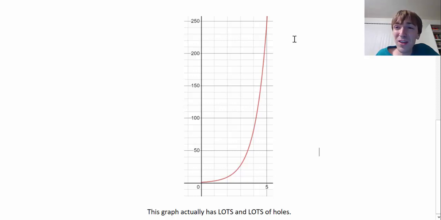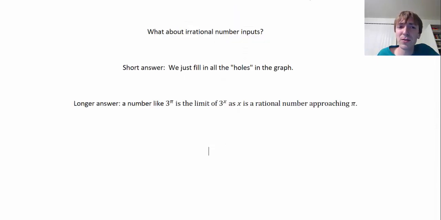There are rational numbers all over the place, but there are also irrational numbers all over the place. So not really something that Desmos or even me with a pencil can handle very easily. But let's talk about, could we extend this to allow irrational number inputs? And the answer is yes. And I'm going to give 2 answers. The short answer is just to fill in all the holes that I talked about earlier. We're imagining that there's a graph that has a hole at every single irrational number. Well, you just basically plug those all in.